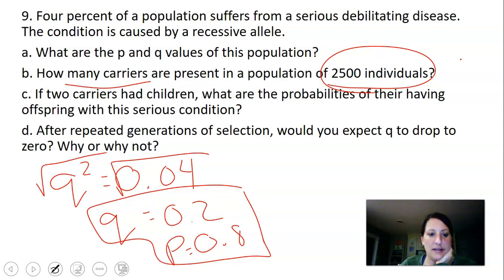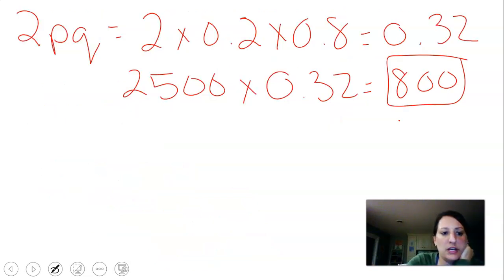So 9C, this takes us back to our genetics from chapter 12. It says if 2 carriers had children, what are the probabilities of their having offspring with this serious condition? Okay, so don't overthink this. It just says 2 carriers had children. So I'm going to use the letter A to represent this allele. So I have 2 carriers, so 2 heterozygotes. That's all it is, right? Just do a Punnett square. So let's do it on the next page here.